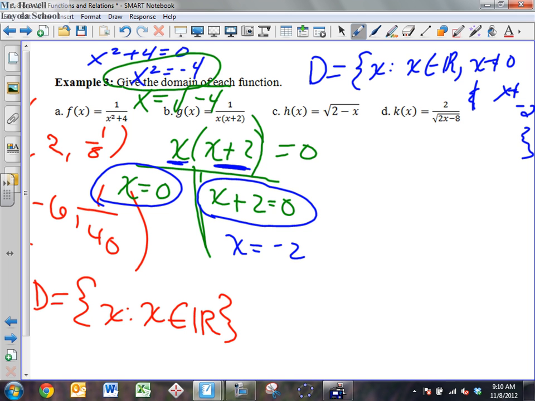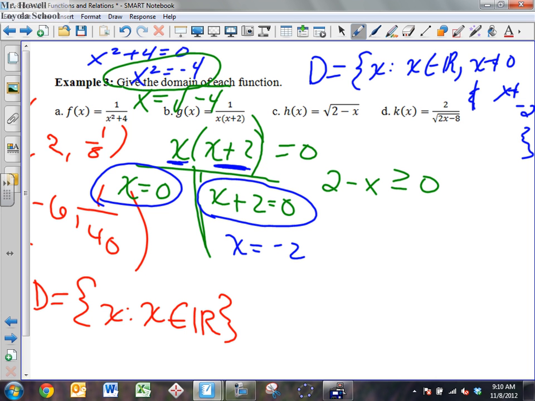What did you say there? Well, what can you not have under a radical? A negative. So what values can be under the radical? Positive or 0. Agreed? Positive or 0. So we set the radicand greater than or equal to 0. Again, if the radicand has to be positive or 0, positive is greater than 0, and 0 is equal to 0. So greater than or equal to 0 means that this radicand will be positive or 0. Easy enough. And now solve.